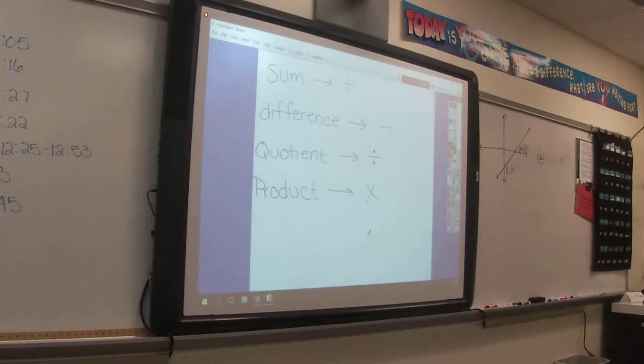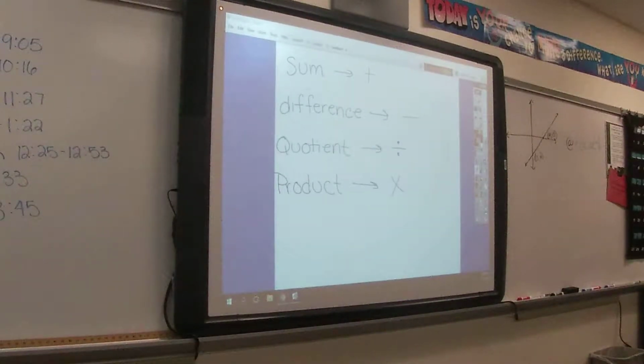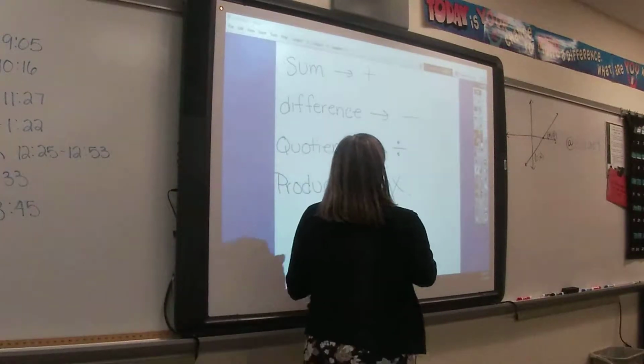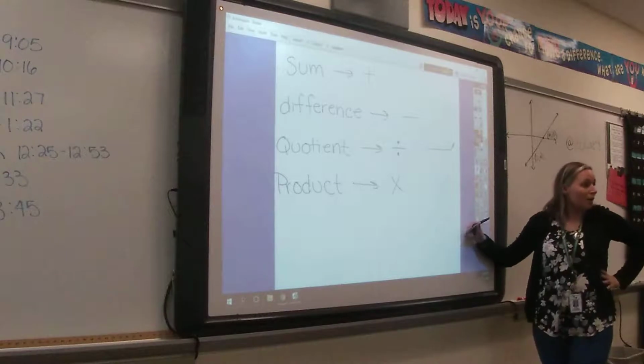Okay? So we're going to take a pause here. The lunch bell's going to ring in just a minute. Add 2 more as well. So we said quotient, division, but is also a fraction. Right, we would use a fraction bar.